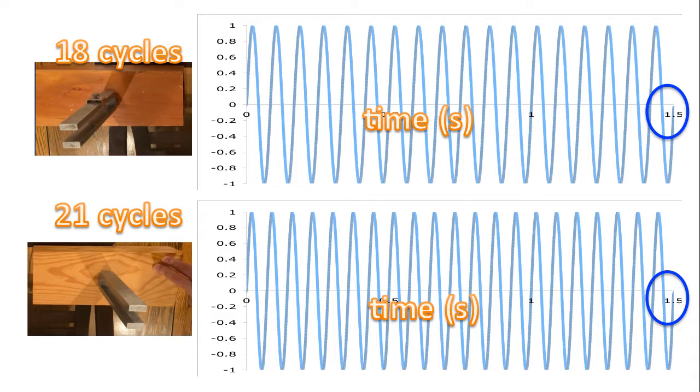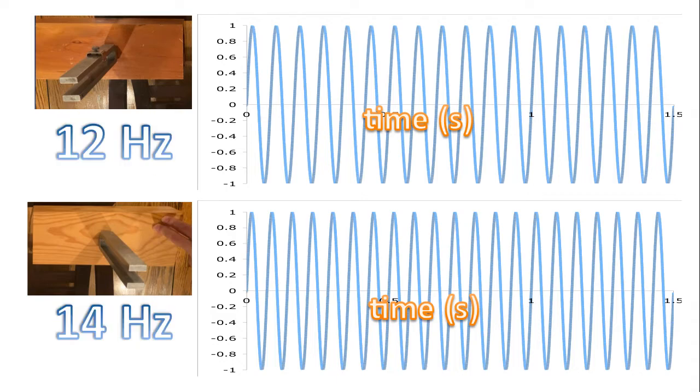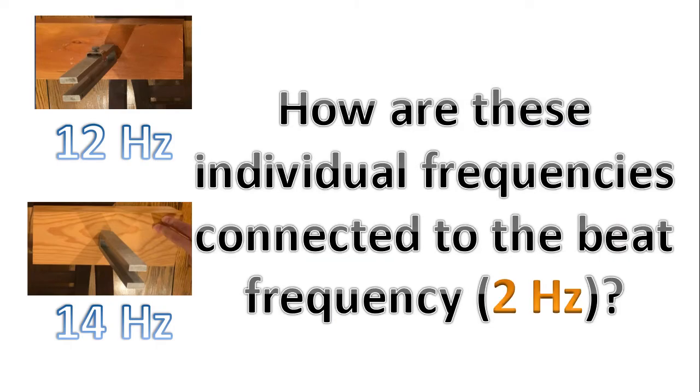Now dividing by time to calculate frequency, we end up with 12 hertz for the first tuning fork that has a mass added to it, and 14 hertz. Please remember this is simulated data. These tuning forks were actually vibrating much faster. And so how are these individual frequencies connected to the beat frequency of 2 hertz? So we've got 14 hertz and 12 hertz. They interfere to produce a beat frequency of 2 hertz. How are these three numbers connected?